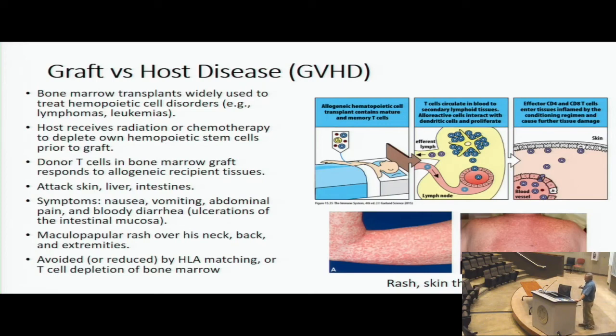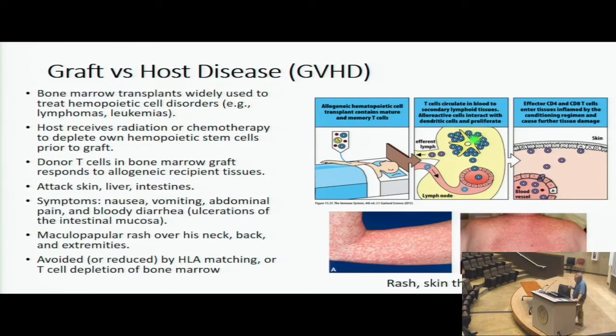And usually the recipient will receive radiation therapy first, and then will receive a graft of matched or closely matched bone marrow cells. And again, the problem is that those cells that are transfused into the recipient may contain T cells that recognize the allogeneic MHC molecules in the recipient. So those T cells can get into the lymph node where they're activated against MHC molecules on the dendritic cells inside the lymph nodes.